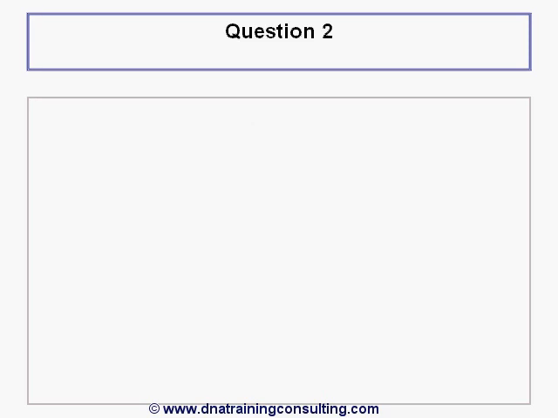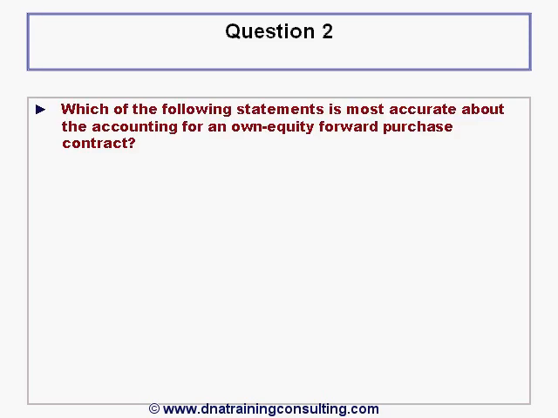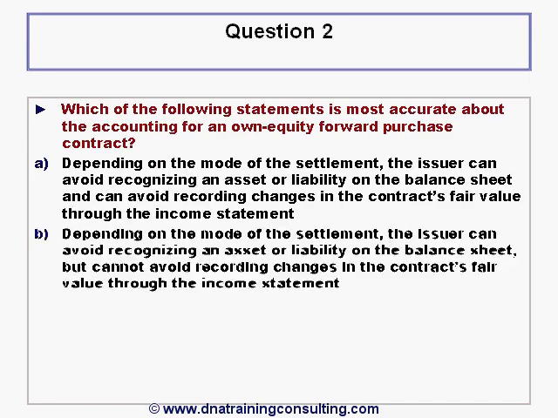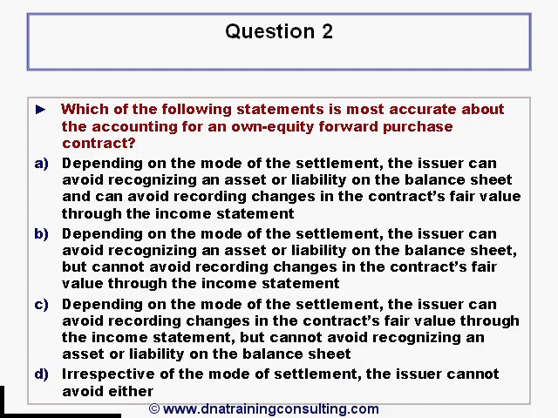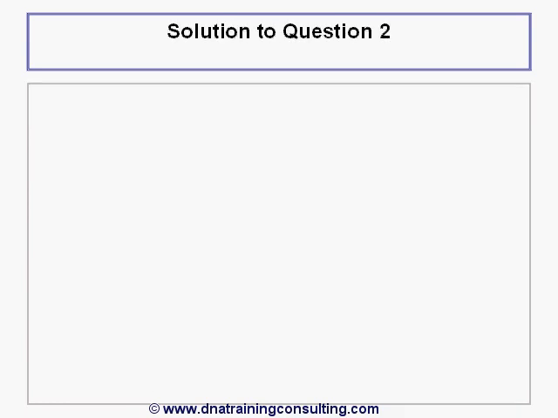Question 2. Which of the following statements is most accurate about the accounting for an own equity forward purchase contract? Here are the 4 permissible answers. Solution to question 2.